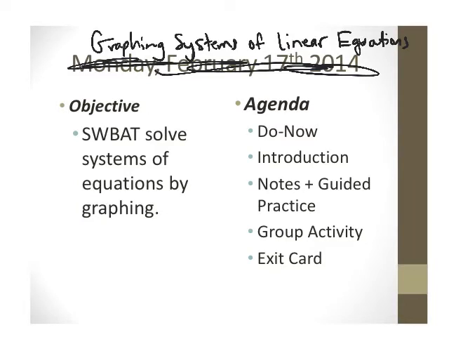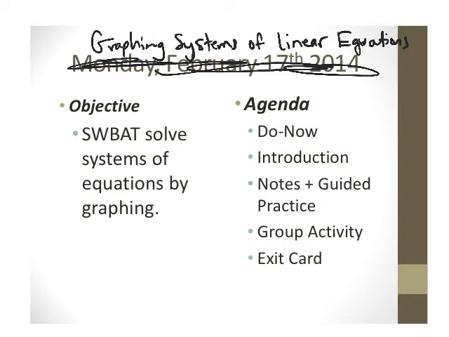Hey everybody, so we're going to be talking about systems of linear equations this unit. Systems of linear equations basically has to do with graphing two lines and finding that intersection point, the point where those two lines meet. We're going to figure out that missing point in three different ways.